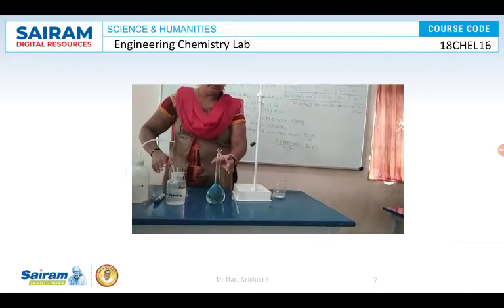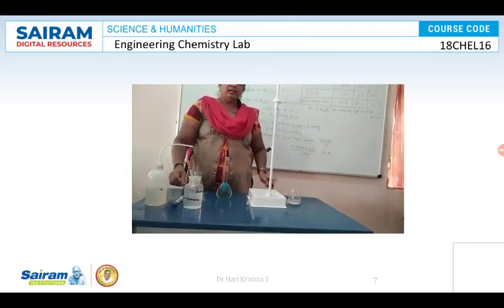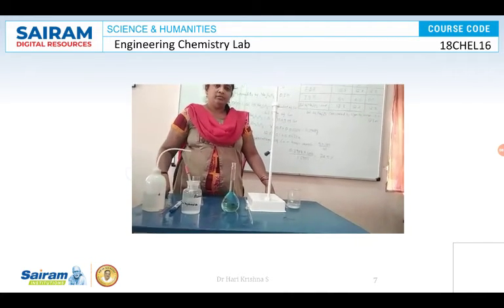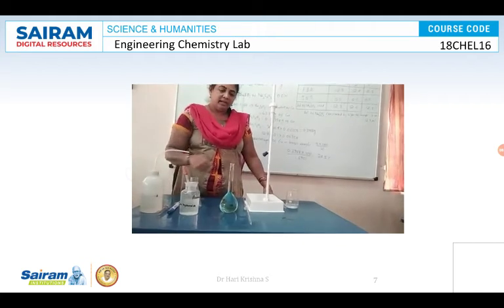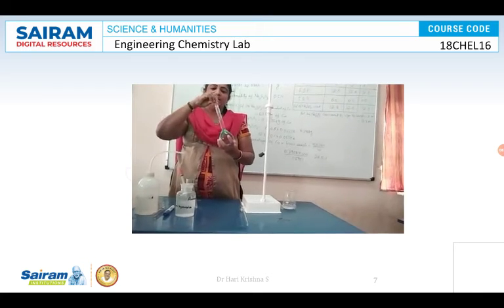Second step is you have to prepare the standard copper sulfate solution here. For that you have to weigh the given copper sulfate crystals, and for that you have to add few drops of H2SO4. Then make up the solution accurately up to the mark. Mix it well and keep.